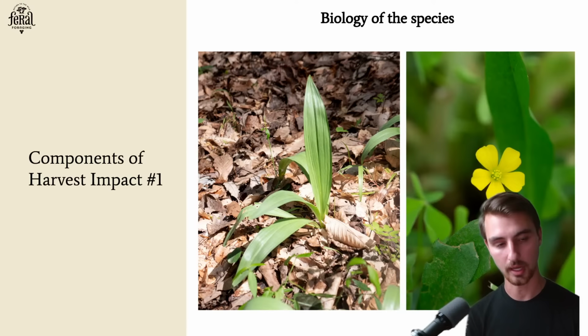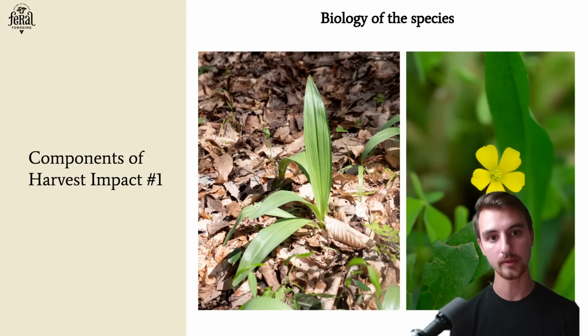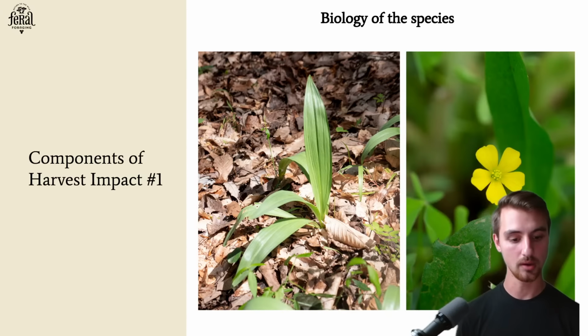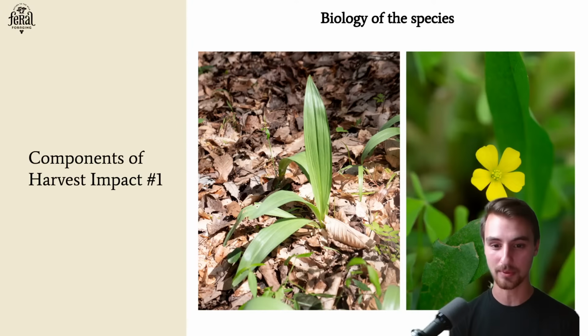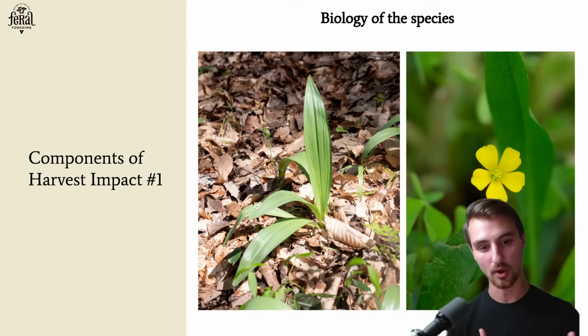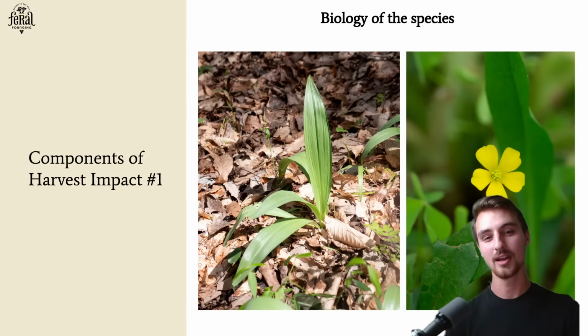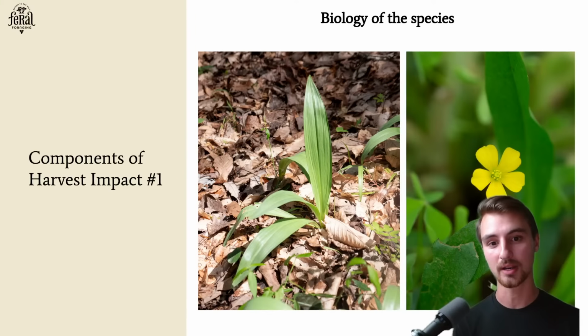Okay, so like I mentioned, the first component of harvest impact is the biology of the species. We have many different ways in which plants have a reproductive strategy, the way that they spread and propagate. So here's 2 different examples right above me. The first one is ramps. This plant is particularly popular for concerns of over-harvesting and things like that, which are perhaps a bit over-exaggerated, but there is a good cause for some attention, some focus and concern here.